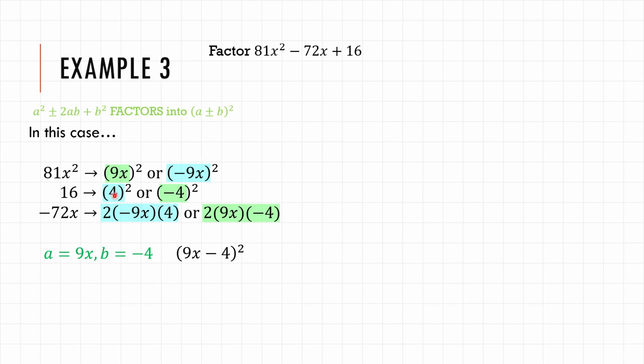If I were to choose these ones, though, it would be negative 9x and positive 4, and that would be negative 9x plus 4 all squared. Now, which of these two is better? They're both technically correct, but we prefer this one because the coefficient of x is not negative. We prefer it when it is positive.